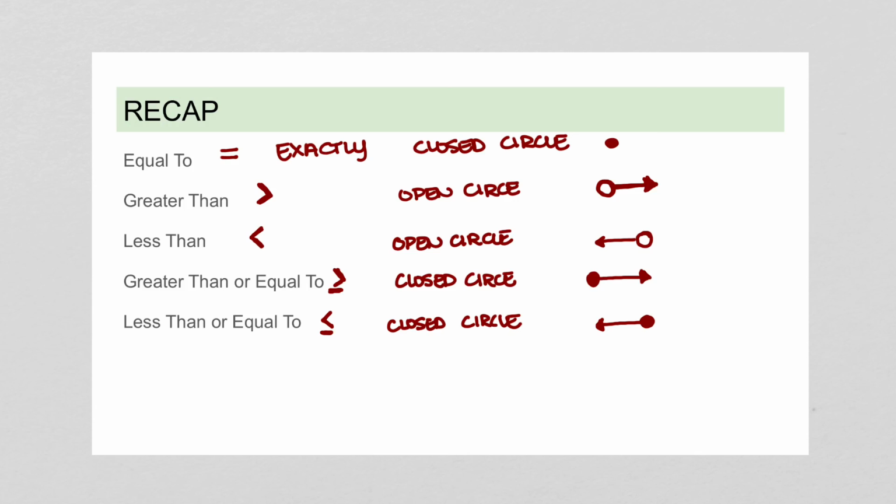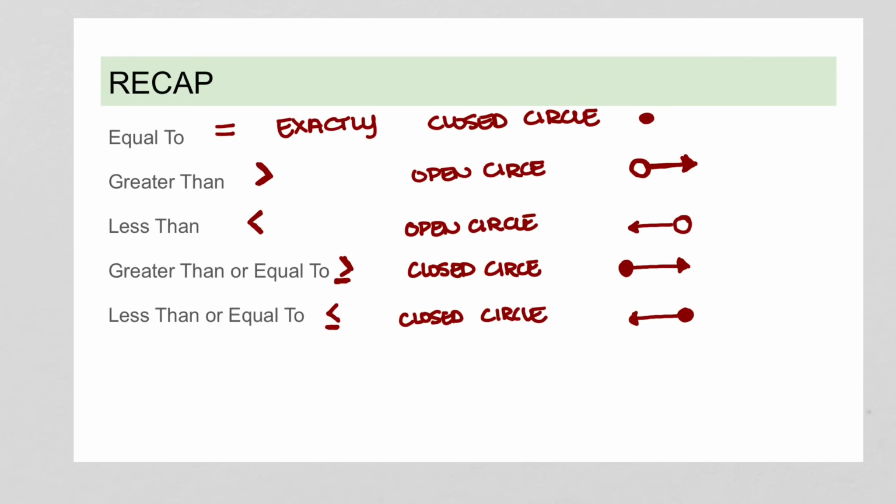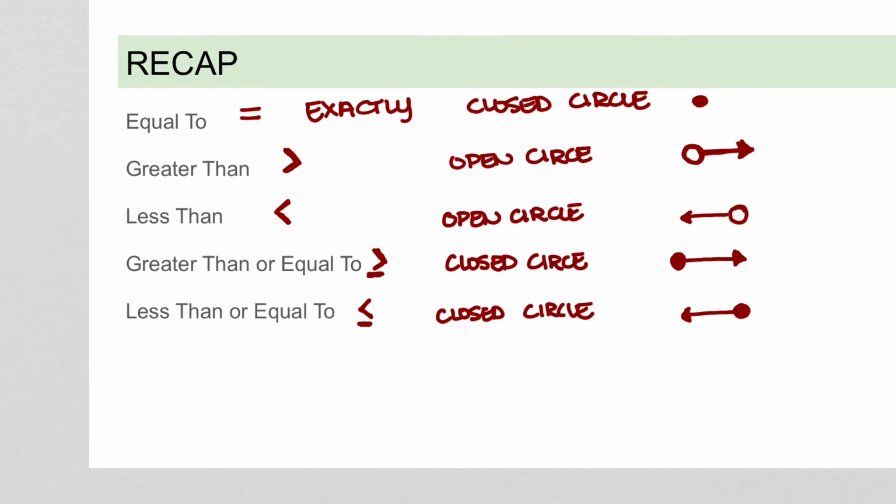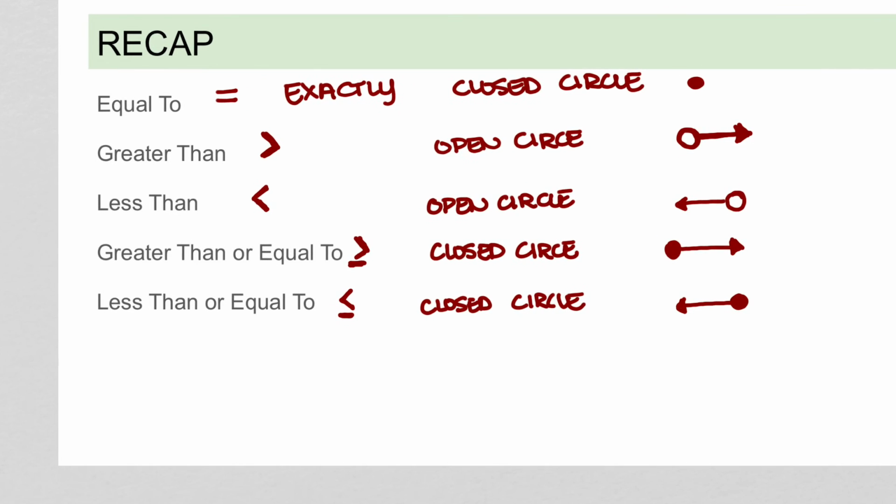So basically everything you need to remember about graphing an inequality is right here. You need to remember whether the circle is closed or open, and that the circle lands on the number that we're focusing on, but the shading tells us, well, it could also include these numbers in the set.